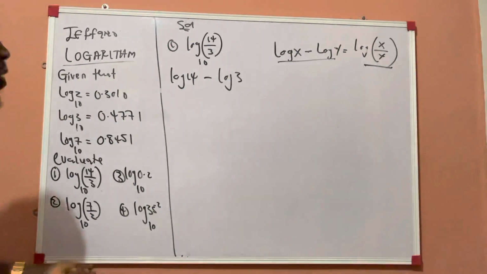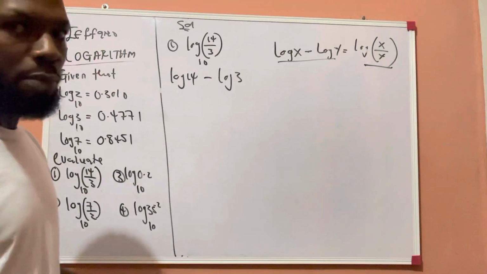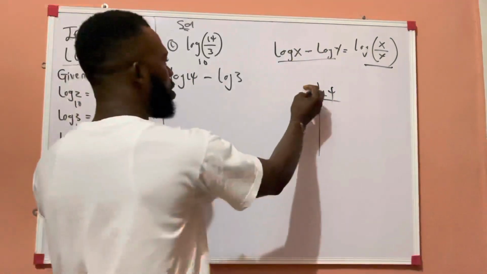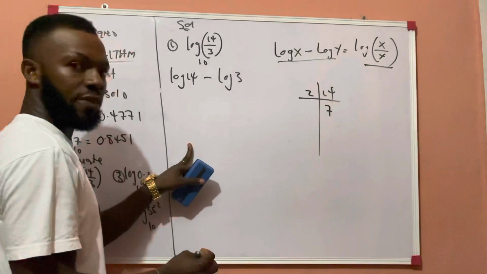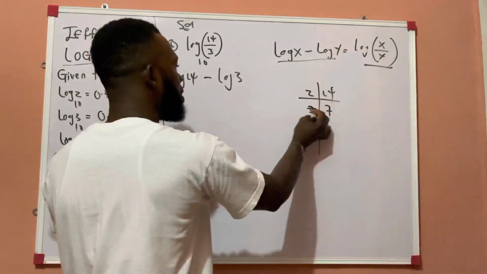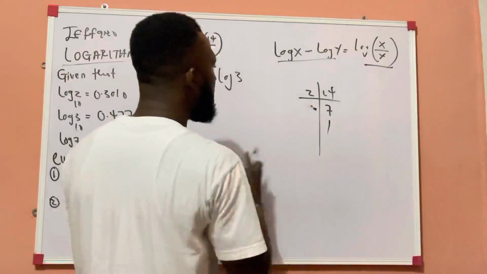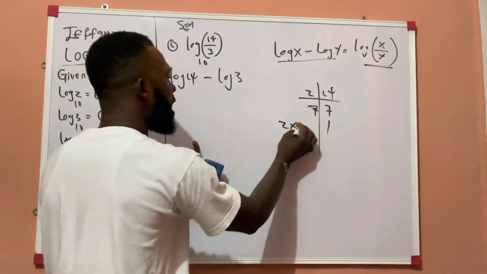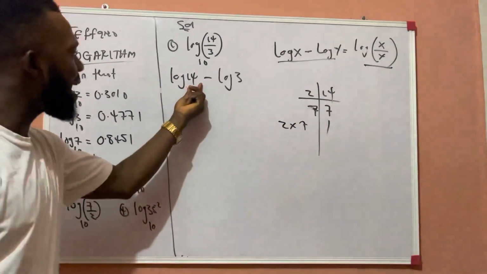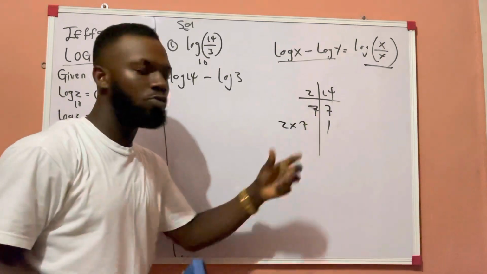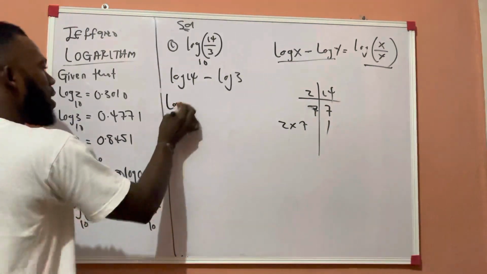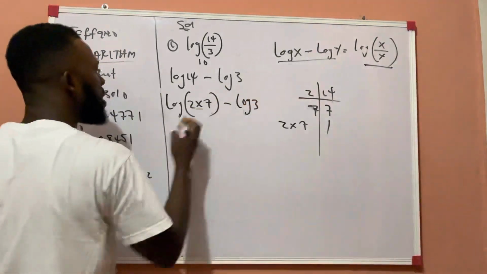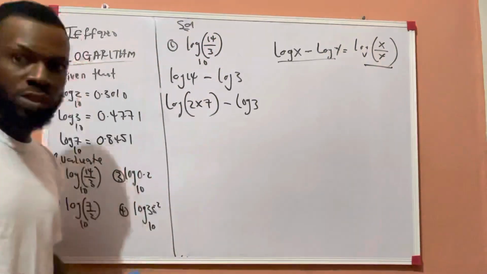The best way we can go about this 14 is finding the LCM of 14. The lowest number that goes into 14 is 2. 2 into 14 is 7. And 7 into 7 is 1. So what does that mean? It means that if we expand 14, we will get 2 times 7. So, any place I see 14, I'll put what? The numbers 2 times 7. So here becomes log into the bracket of 2 times 7 minus log 3. We don't have a problem with log 3 because the value of log 3 was given.